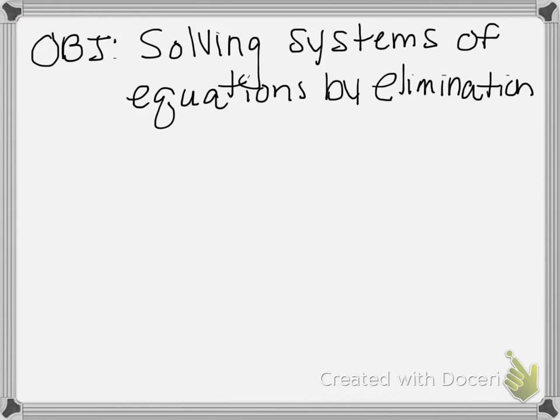So you'll see here on the screen that today's objective is solving systems of equations by elimination. This is the third type of solving method that we're learning. We first learned graphing, where we graphed two lines and tried to find their intersection. We also did substitution, where we had a variable that was easily isolated or already isolated, and we substituted that into the other equation. And today we're going to look at the third type, called elimination, sometimes also referred to as the addition method.